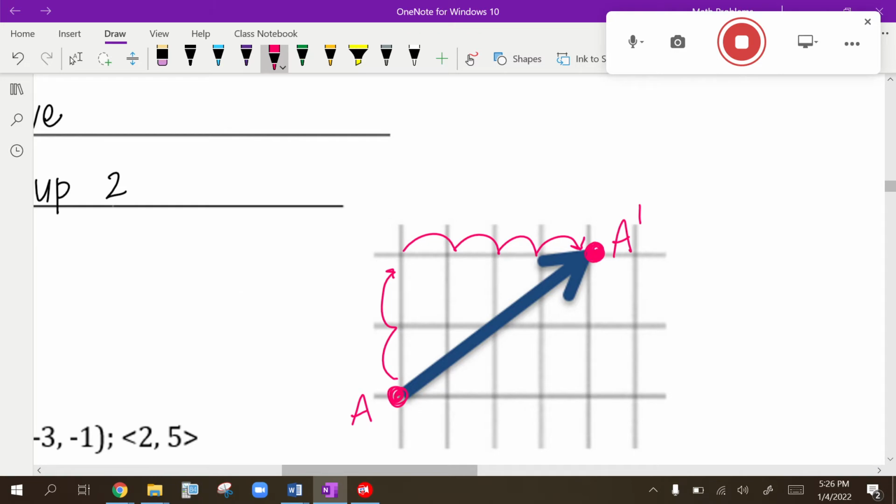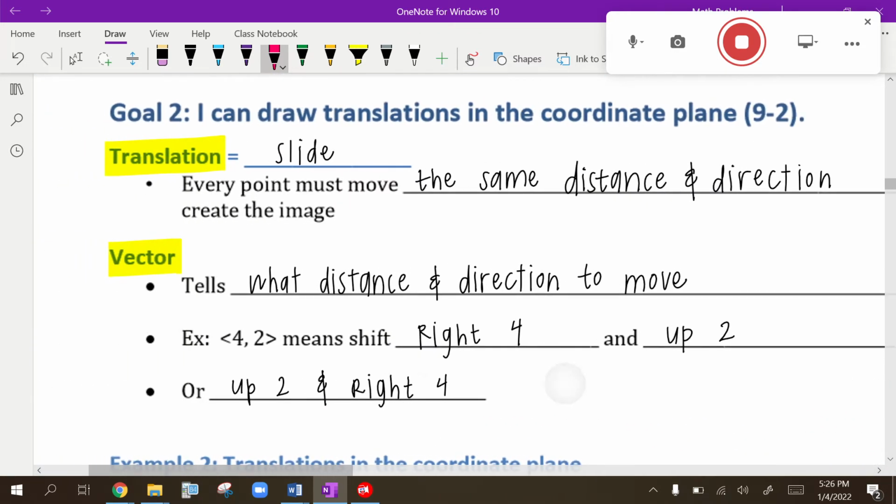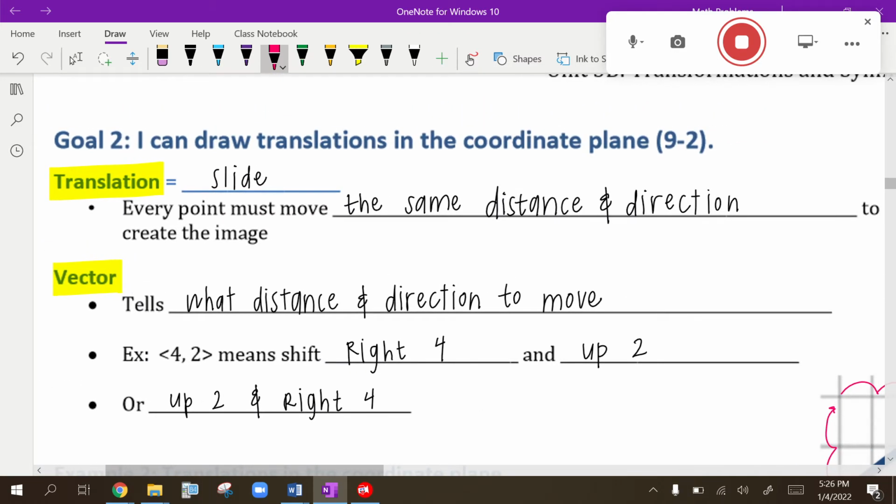It can also be written in this format. A number written like this almost looks like a coordinate point, but the defining difference is the arrow on the end, and that will tell you that it's a vector. So, for example, the first number will tell you to shift right. The second number tells you to go up 2.